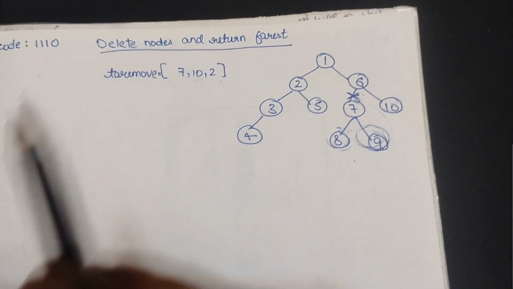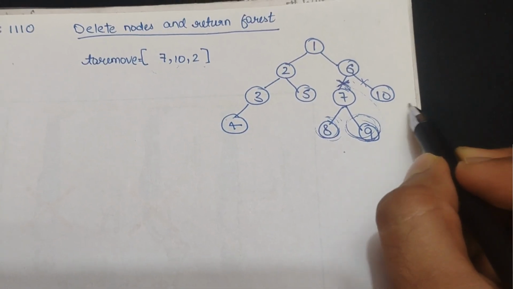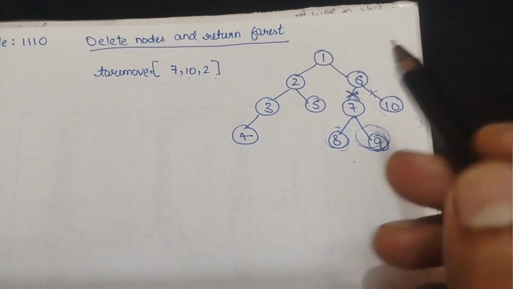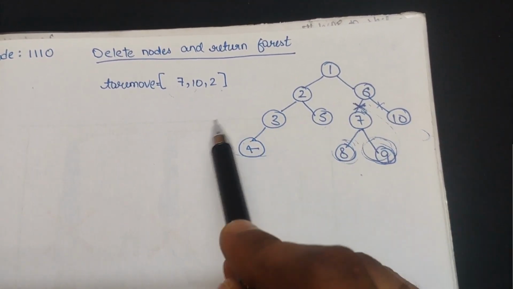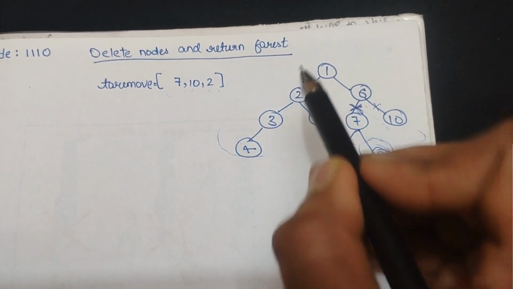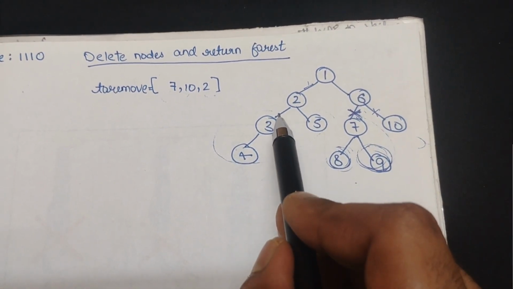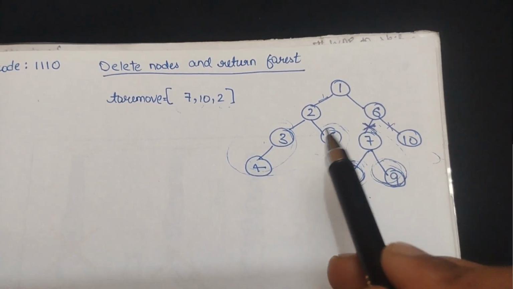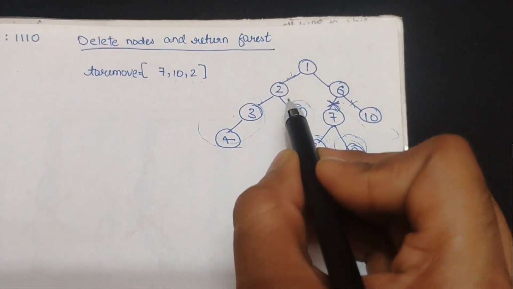Next we have to delete 10. I'll remove 10 and check whether I have a left or a right subtree. No, there is no left or right, so ignore it. Now the tree becomes this, right? Now we have to remove 2. To remove 2, we'll remove this connection over here, and since it has a left and a right subtree, I will store these two subtrees in the list. So that's what we'll return.